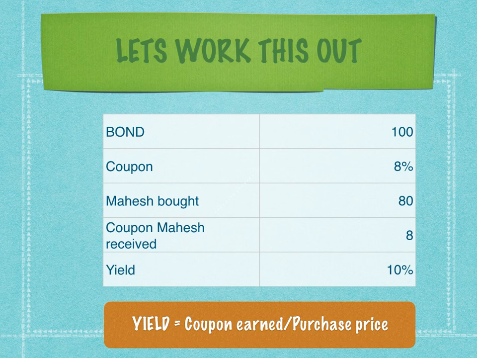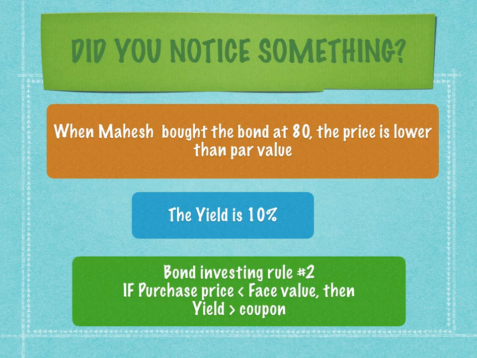This is the yield calculation for Mahesh, who bought this bond at a price that is lower than the par value. Did you notice something? When Mahesh bought the bond at 80, the price is lower than the par value. The yield is 10%. Bond investing rule number 2. If purchase price is less than face value, then the yield will be higher than the coupon. So over here the purchase price is 80, the face value was 100, then yield is 10%, which is greater than the coupon of 8%.